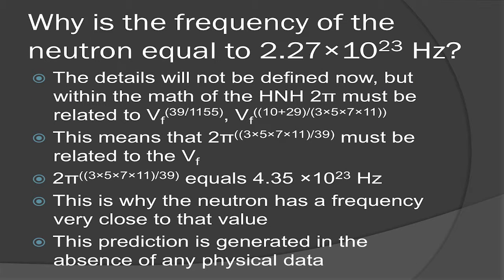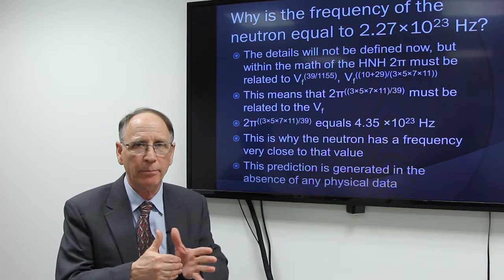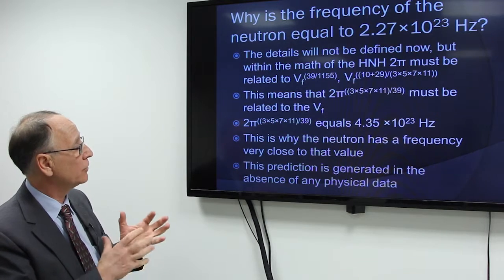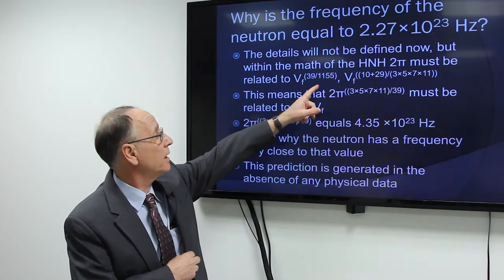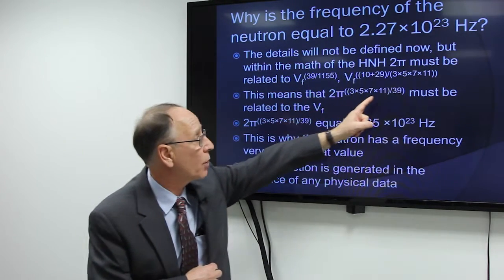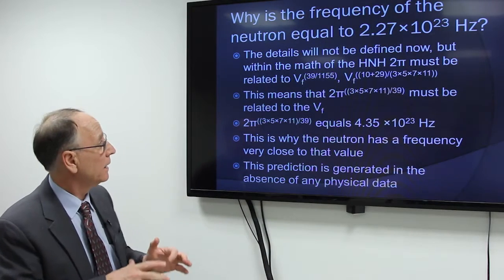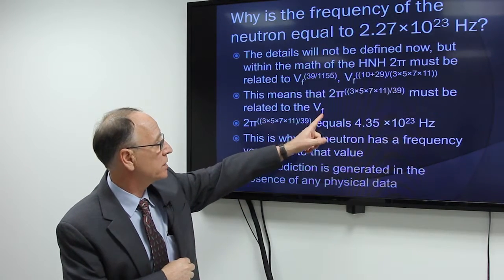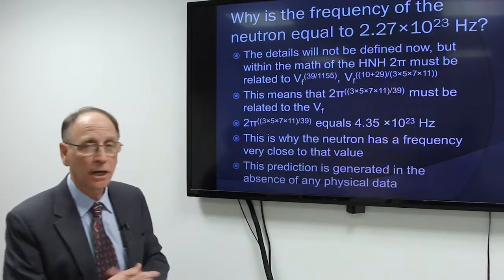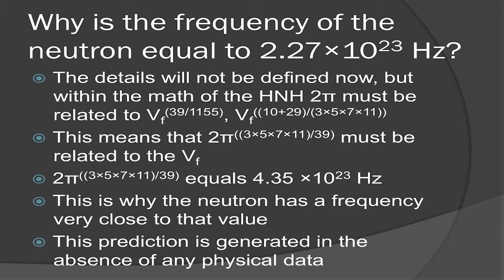Why is the frequency of the neutron equal to 2.27 times 10 to the 23rd? It's a very odd number. Why does that ratio happen there? Well, inside of the Harmonic Neutron Hypothesis, I'm not going to go into the details, but the fundamental frequency raised to 39 divided by 1155, and 1155 is the product of those 4 primes, has to equal pi. So if you flip that equation around, you can solve for what the fundamental frequency is, and that turns out to be 4.3 times 10 to the 23rd. So I'm giving you the frequency of the neutron in the absence of any physical data, because it has to be like that based on the math, purely on the math.